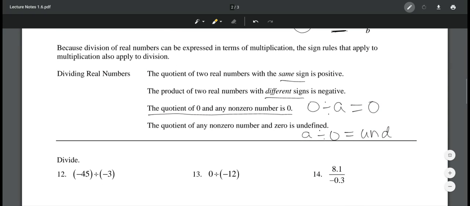Now, the way I remember these 2 rules right here is I remember okay versus no. It is okay to have 0 in the top, but it is not okay to have 0 in the bottom. You can remember it however you want, but that's just a little shortcut trick that I remember from way back in high school, and I won't tell you how long ago that was.